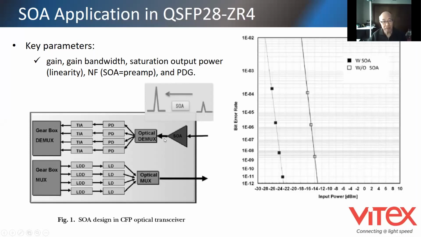The SOA amplifies the total optical power in the optical domain, and then there is a demux to demux all 4 channels into individual PIN detectors, right? And then TIA and so forth. On the right-hand side, there's a chart showing roughly the improvement in sensitivity with and without SOA, which is about 9 dB or so.